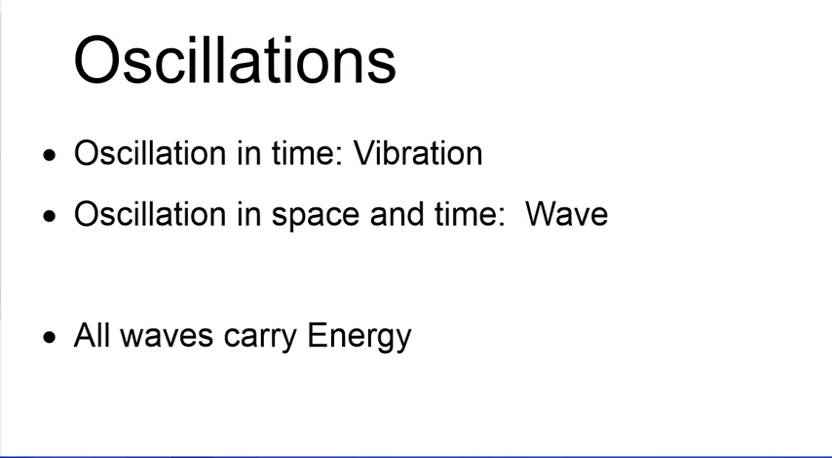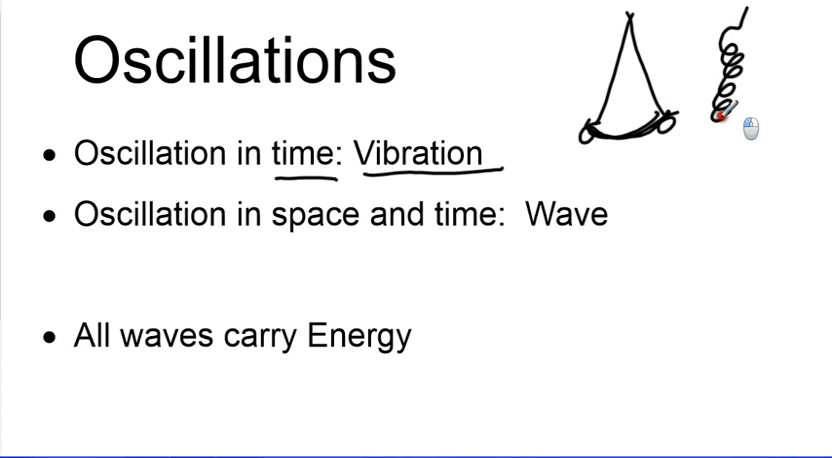Oscillations. So far we've mainly focused on vibrations, so this will be something that's moving back and forth, and this is what we would call an oscillation in time. So if we think back to our pendulum, and it's just moving basically from here to here to here to here, or if we have a spring with a mass on it, it's simply moving up and down, up and down. Now, when we talk about an oscillation through space and time, this is when we're talking about a wave.